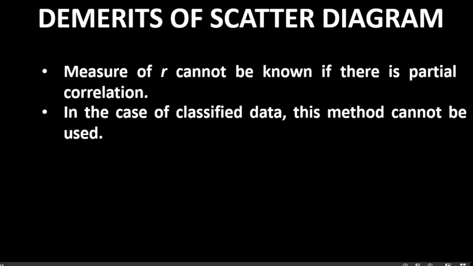Another demerit of this method is that in the case of classified data, this method cannot be used. If classified data is given, it means if the frequency distribution of X or Y or both are given, then this method cannot be used to determine the direction of correlation between two variables.